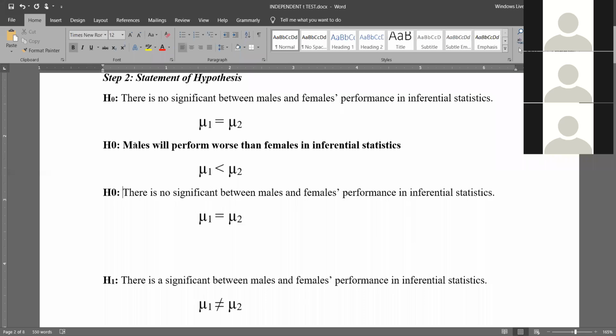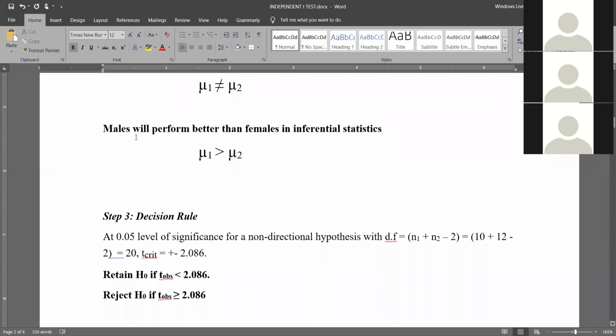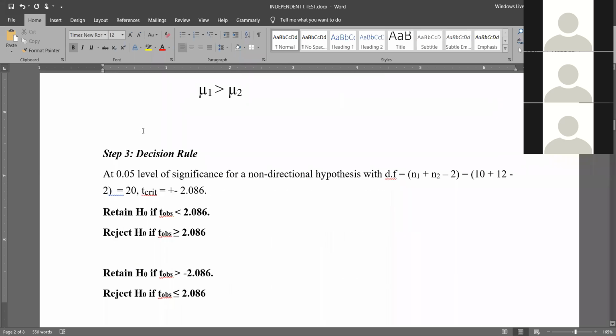All right. Then that'll be all when it comes to step 2. So the next one is step 3.